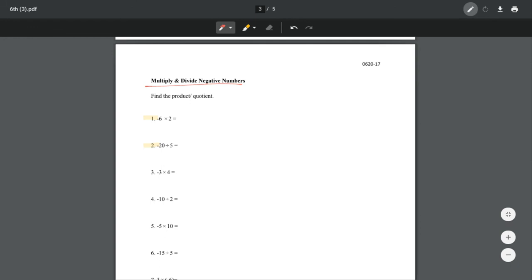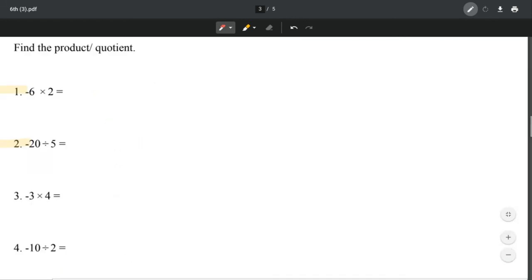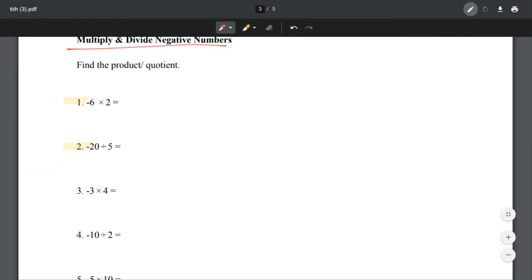So multiplying and dividing negative numbers. We're simply finding the product and quotient. So number 1, we have -6 times 2. We know that a negative number times a positive number is going to equal a negative number. So let's put a negative sign there. And then we simply do 6 times 2, which is 12.